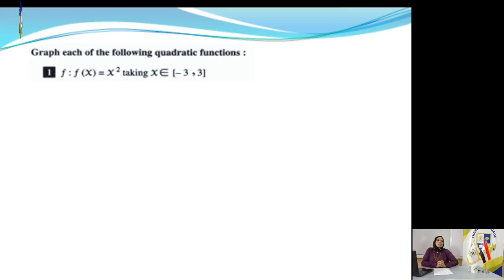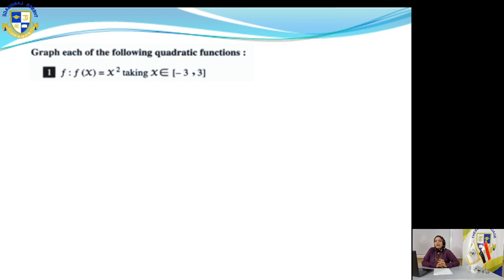We have here another example. Graph each of the following quadratic functions. A quadratic function will be of the second degree. F of x equals x to the power 2.